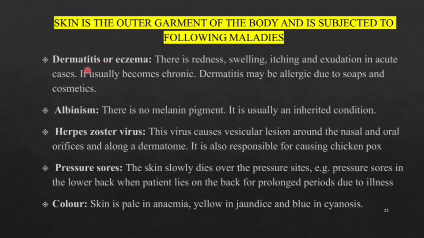First I will discuss dermatitis. There is redness, swelling, itching and exudation in the acute cases. It usually becomes chronic. Here two terms are used, acute and chronic. Acute means short intervals of time, while chronic takes a long time to deal with. In acute cases we observe the swelling within a short time and it also goes away. Acute can change to chronic, meaning it lasts for years and years.